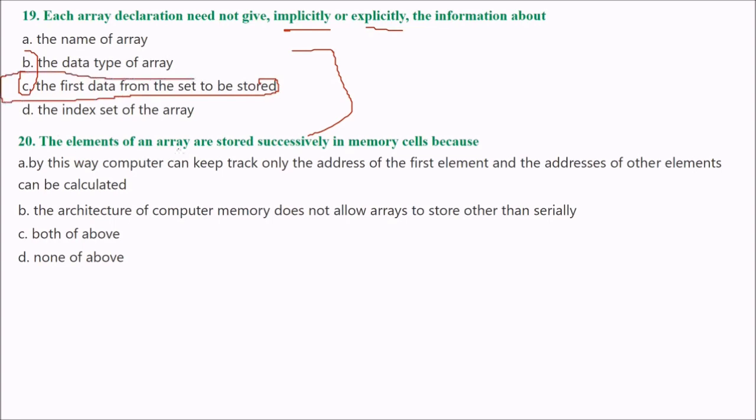20. The elements of an array are stored successively in memory cells because. Why? The answer is the first one. By the way, the computer can keep track only of the address of the first element and the address of the other elements can be calculated. So this is very good. We'll take A.